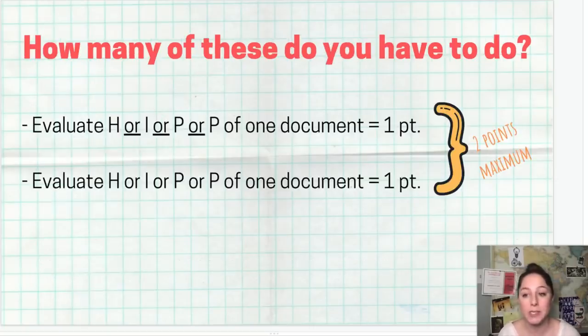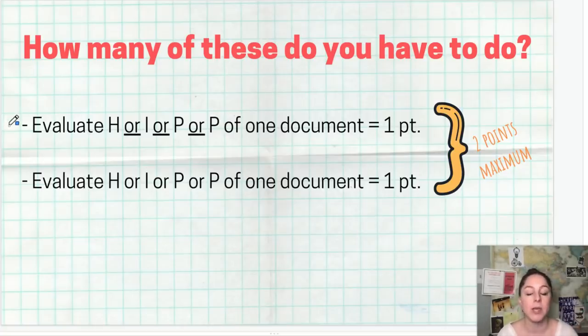Okay, so how many points can you get from these? You can get up to 2 points, which is a big change. This is the biggest change that the College Board made in their new 2020 10-point rubric. Used to, you had to evaluate 3 different documents to get 1 point on the rubric. And so honestly, I told all my students, ignore it. Don't even worry about it. It's not worth your time.